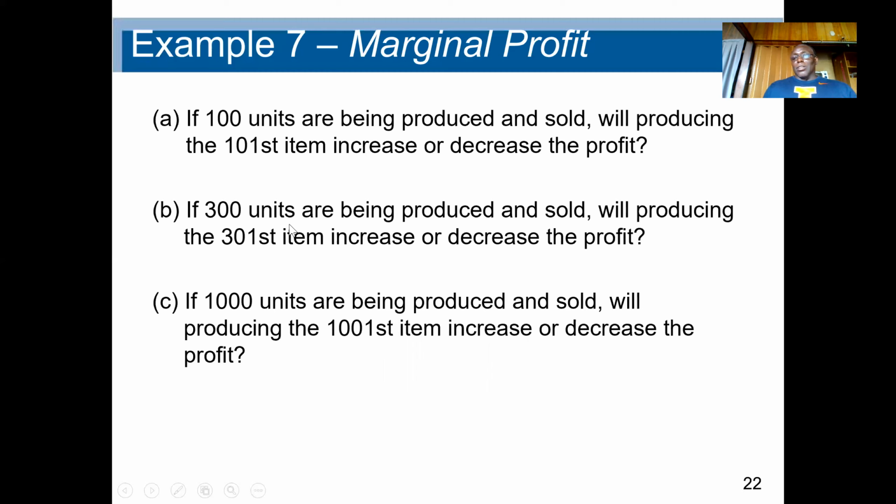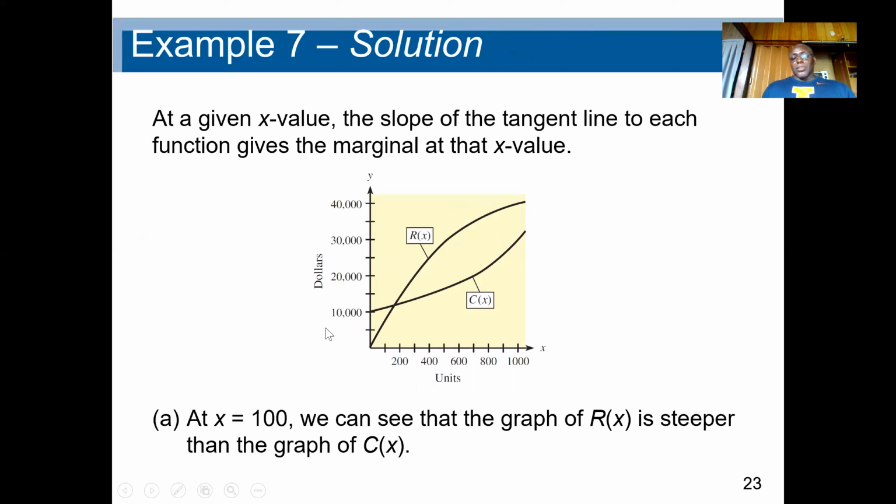If it's 300, substitute 300 in the marginal profit function. And the answer you get means when I produce my 301st item, that will be the profit I will get. And the same thing applies to 1,000 units. We substitute 1,000 units in the marginal profit function. The answer we get means when I produce the 1,001st, that will be the solution. So at a given X value, the slope of a tangent line to each function gives the marginal at that X value.